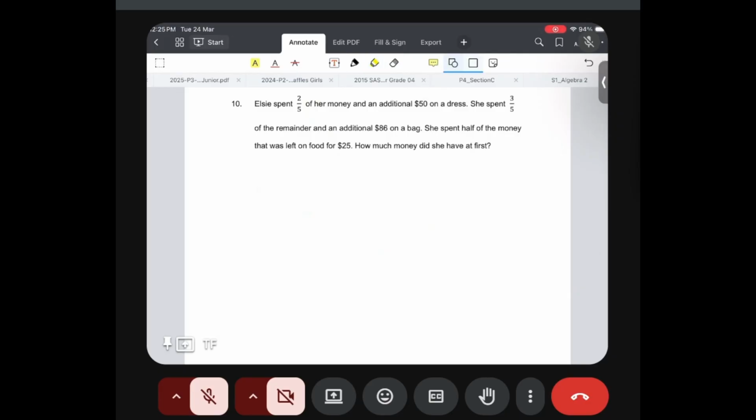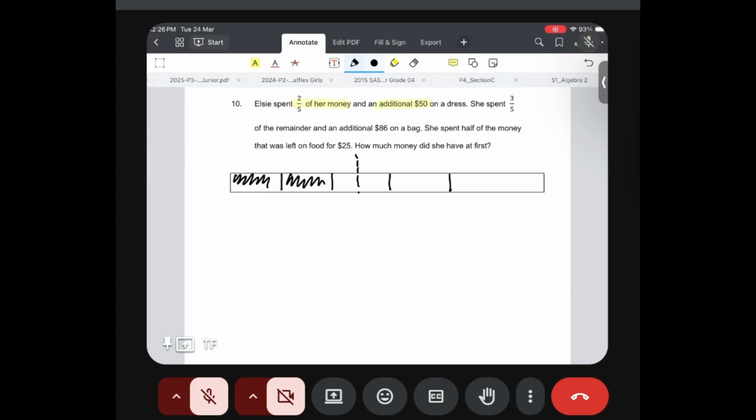First, Elsie spent 2/5 of her money and an additional $50 on a dress. To represent this, we draw a bar and split it into 5 equal parts. We shade 2 of those parts and then mark an additional section for the $50. This entire shaded area represents the cost of the dress. What remains is our first remainder, which we will call R1.